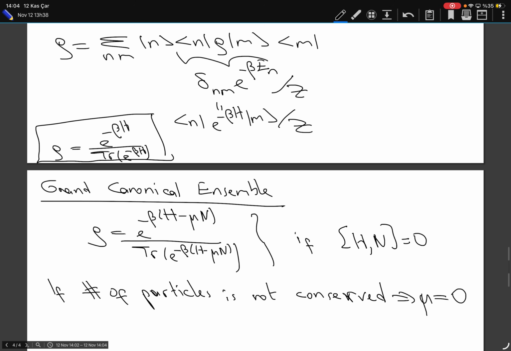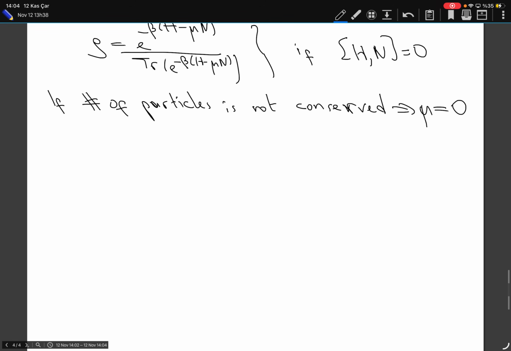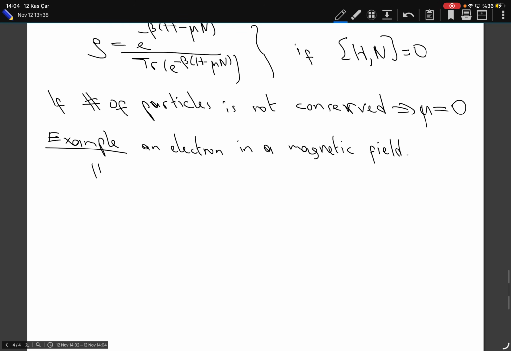Let's do some applications of these. Up to here it might be somewhat abstract. Let's do an application: an electron in a magnetic field. Well, we know the Hamiltonian. We had already studied this system. The Hamiltonian is mu times sigma dot B.